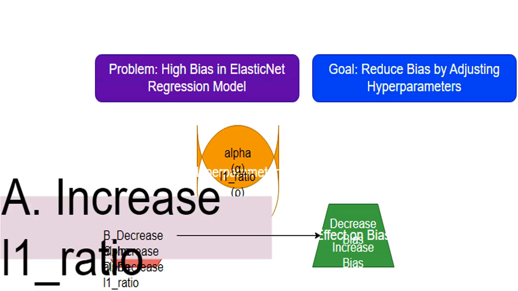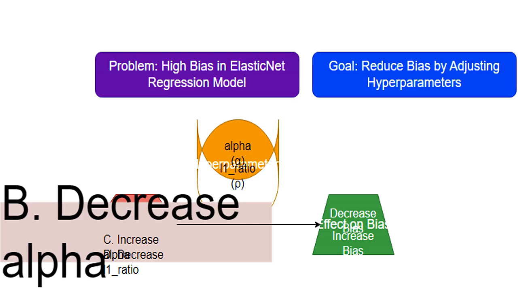Increasing alpha will strengthen the regularization effect, making my model simpler and likely increasing the bias. This would make the problem worse. Increasing L1 ratio pushes my model toward lasso regression, which can lead to higher bias. I need to avoid this.